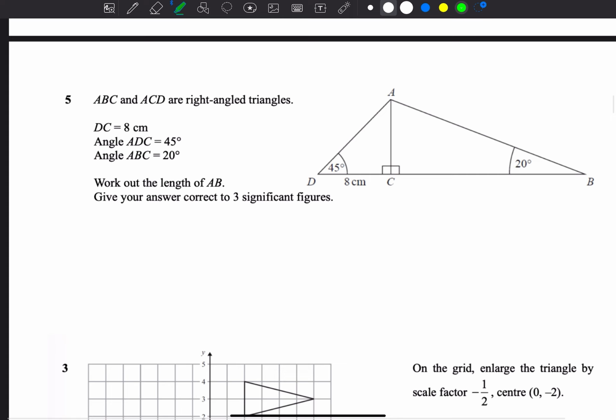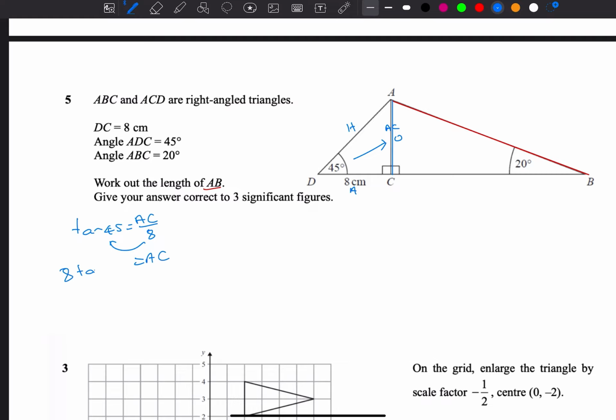Okay, simple trigonometry. You always want to work out, well, let's see what they want. They ask you for A to B length, which is this length. But before you work out that length, you would always work out the common length, which is the AC. Okay, so always try to work that out. This is hypotenuse. That's opposite. We will call that AC length. And that's adjacent. O and A is tan. Tan 45 equals O over A. O is AC over A is 8. Just multiply it. AC is 8 tan 45.